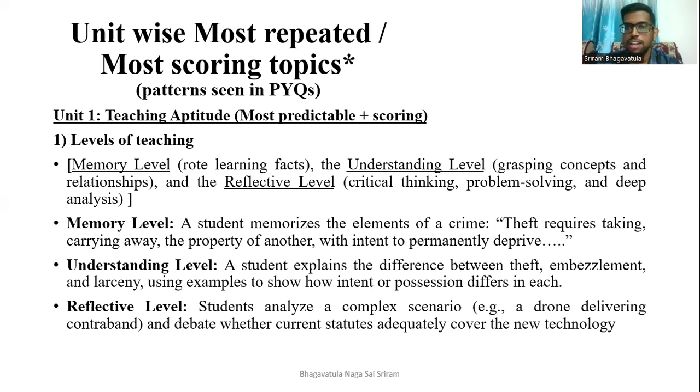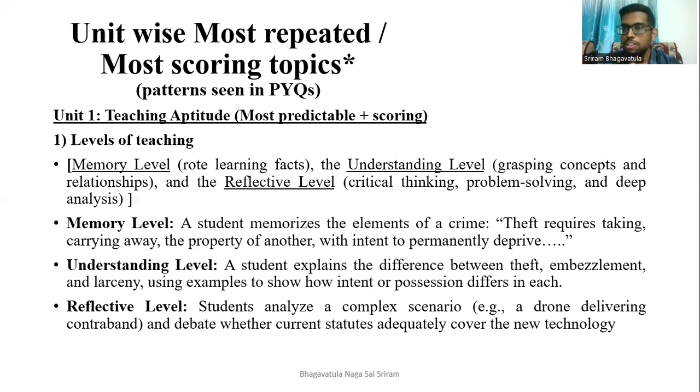The first one is levels of teaching. What are the different levels of teaching? Previously, the videos on the Dharmapeetam channel also covered this in the form of MCQs. Let me give you a summary of the different levels of teaching. The first one is memory level teaching, which is based on rote learning of facts. The second is the understanding level. The next is the reflective level. So rote learning is related to the memory level.